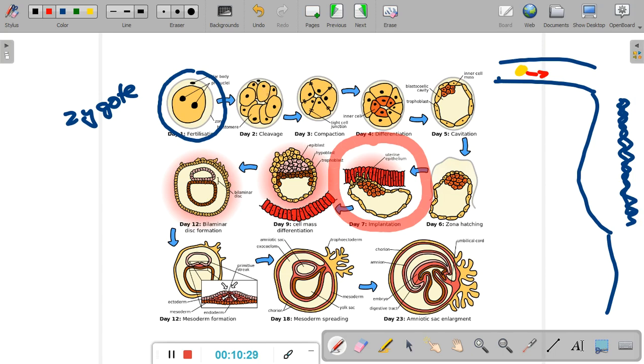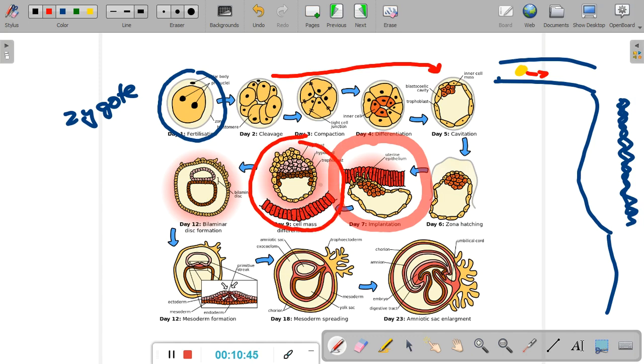You don't need to remember all of these, but what we need to remember is there is a stage called the blastocyst, and also the next stage called the trophoblast stage. Now let us just look at this particular image right here. So what do we see in this image here?